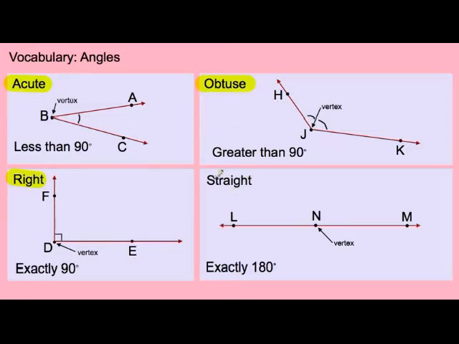And then the last one is called a straight angle. And a straight angle is a straight line, but it is exactly a 180 degree angle. And we're measuring from here to there. And then the vertex is the one that's right in the middle, but it goes out straight in one direction, straight in the other. And that's why it's called a straight angle.